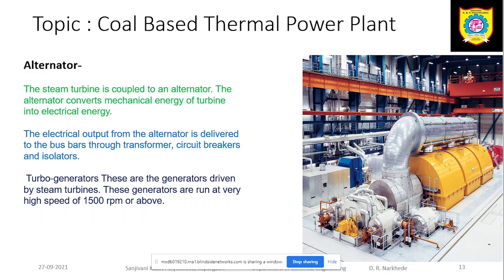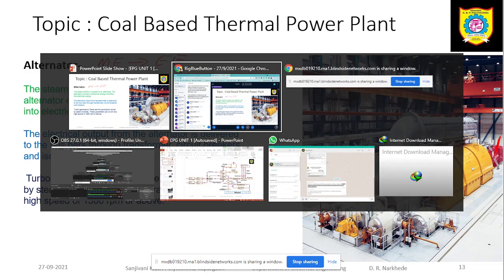Here you can see these are the steam turbines, and this one is basically the alternator. If you see this red colored thing, this is an alternator which will convert mechanical energy into electrical energy. So energy conversion takes place inside the alternator, where mechanical energy is converted into electrical energy. The steam turbine is coupled to the alternator.